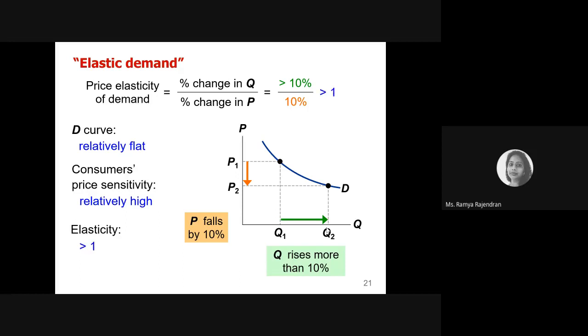Here you see the curve is getting relatively flat. In the inelastic demand, the curve is steep, and the elasticity was less than 1. Here in the elastic demand, the elasticity is greater than 1, because the curve is flatter. Hope you can understand this.